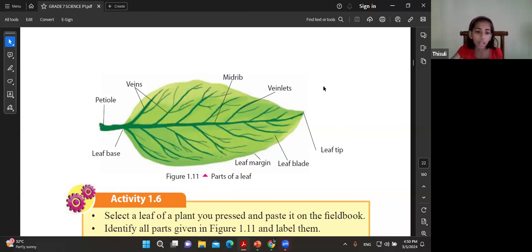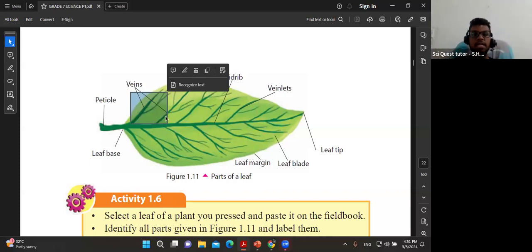Sir, what are veins and veinlets? Okay, dear. What is the difference? Veins are actually, you can look at here. Veins help, especially the gases, to transport. The gases like carbon dioxide and oxygen are transported through the veins. And even food is also transported through the veins.